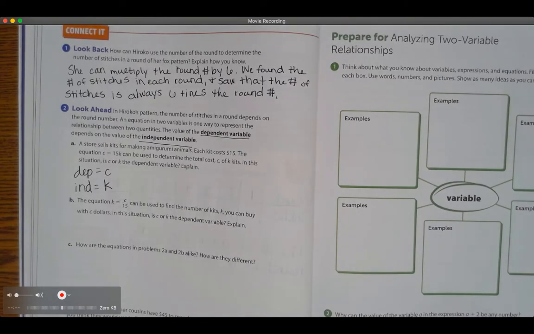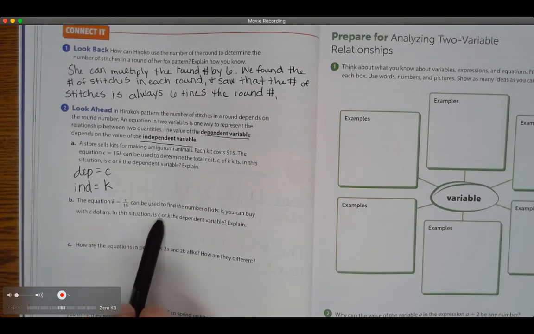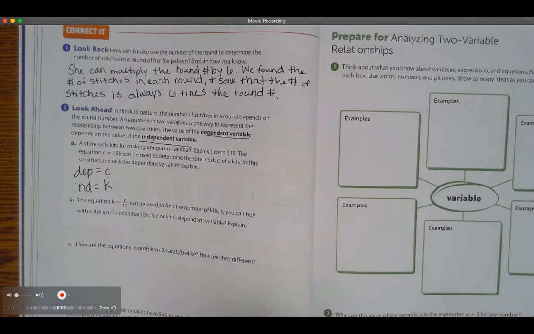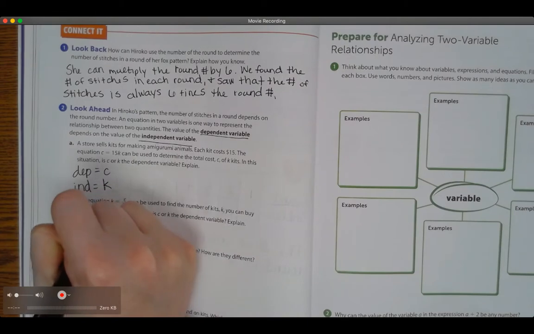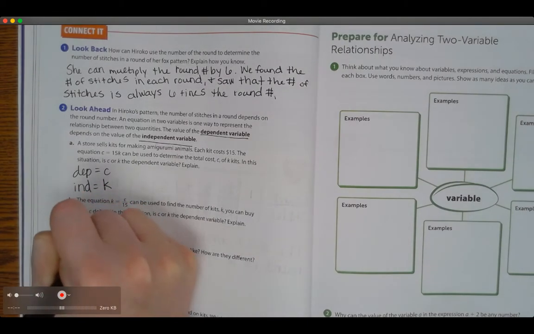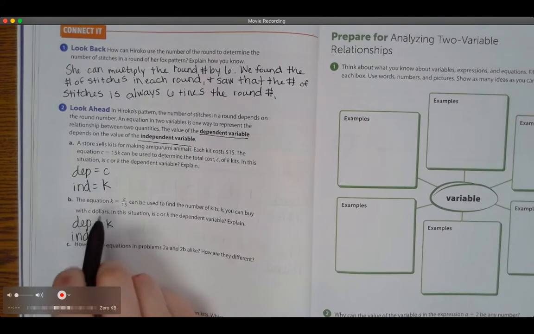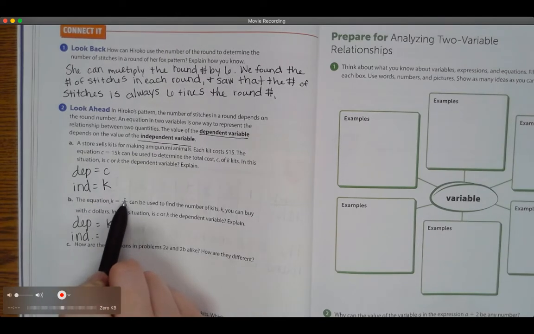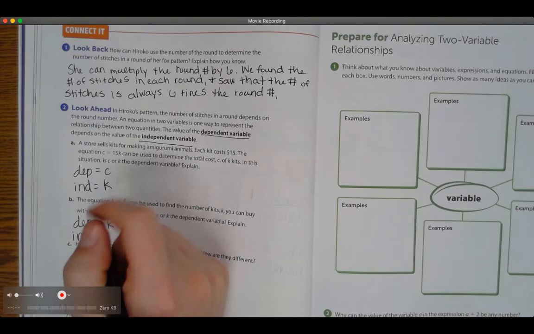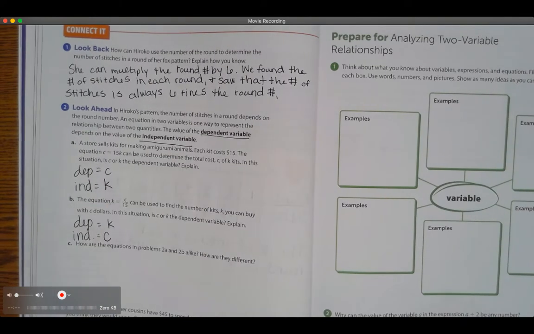B, the equation K equals C over 15 can be used to find the number of kits K you can buy with C amount of dollars. In this situation, is C or K the dependent variable? So the dependent would be K. K depends on whatever C is. So whatever we plug in for C is independent, and K is going to depend on whatever we plug in for C. So independent is C.